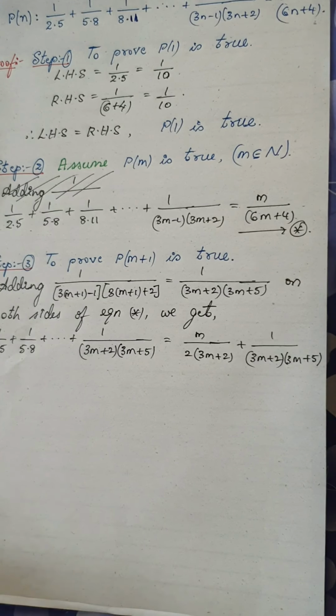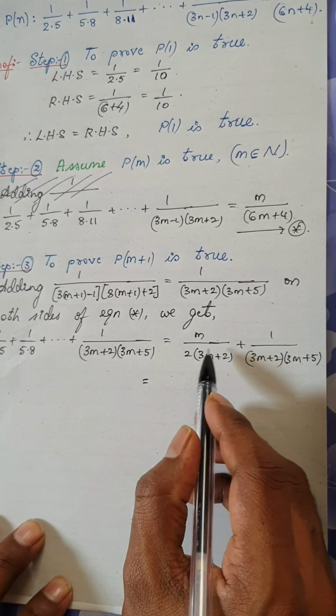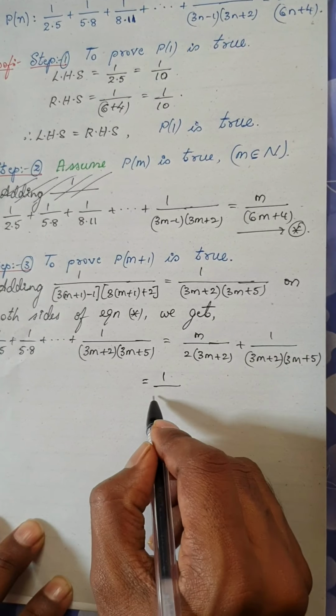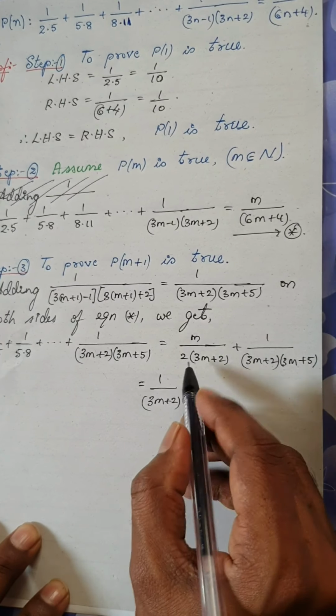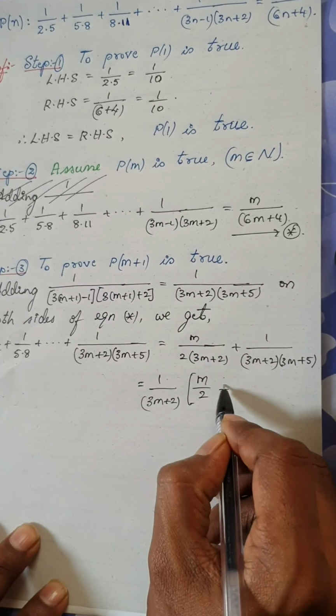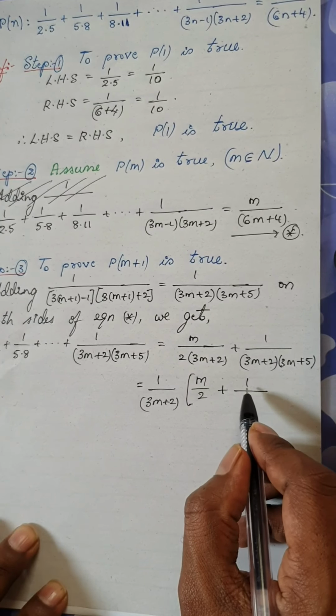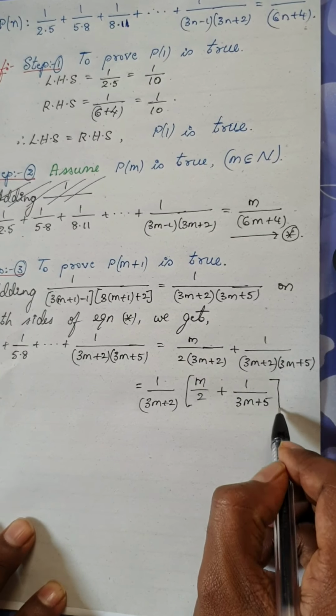So now let us simplify. Let me take the term common. What is the common term? The common term in the denominator is 3m plus 2. So what is left over? In the first term you are left with m by 2. In the second term you are left with 1 divided by 3m plus 5.